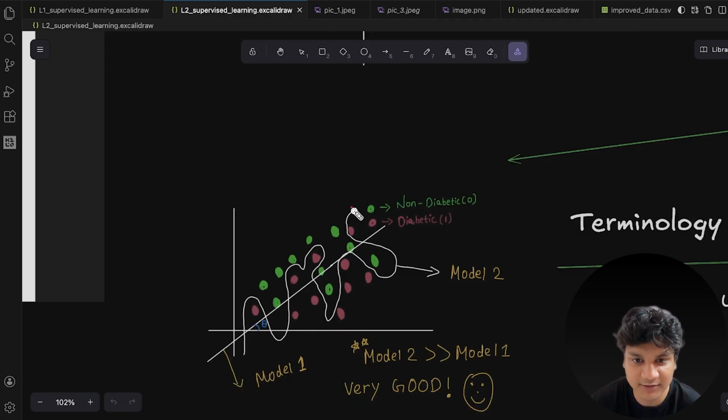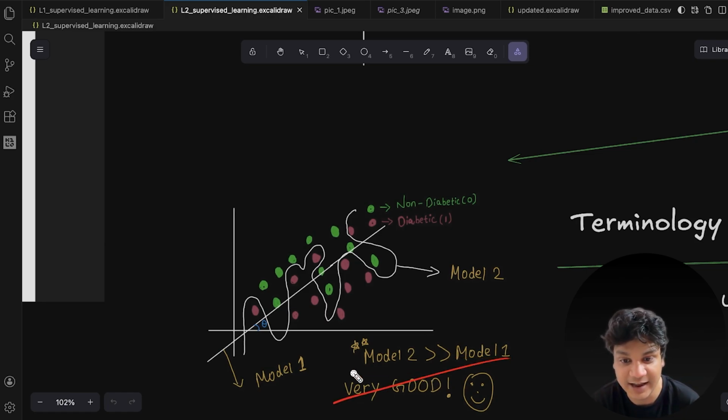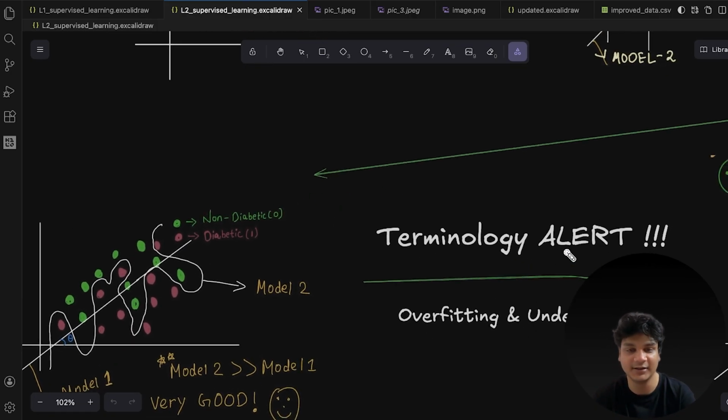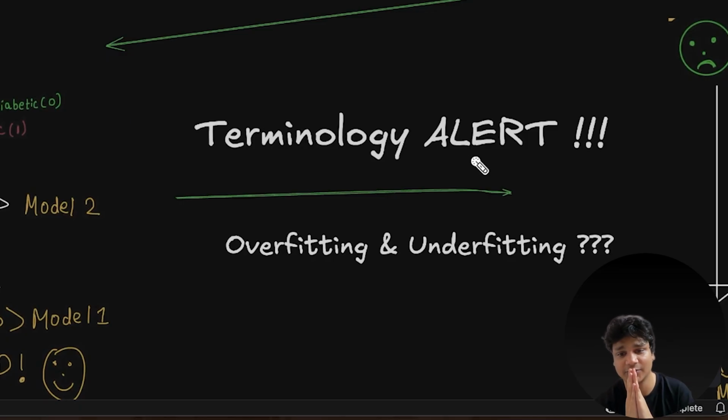This is all our training data, and this is classifying it in a more accurate manner. So now I am happy, and I am about to say that model 2 is far better than model 1. Yes. Now there is a dreaded terminology alert, so let's understand overfitting and underfitting.